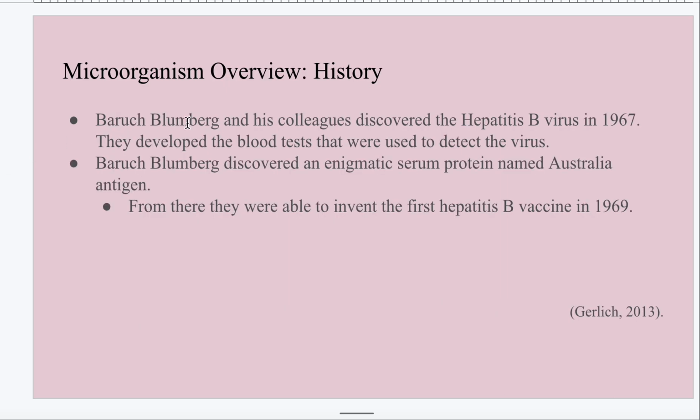Barrett Bloomberg and his colleagues were the first to discover hepatitis B virus in 1967. They developed the blood tests that were used to detect the virus. Bloomberg discovered an enigmatic serum protein named Australia antigen, and from there, they were able to invent the first hepatitis B vaccine in 1969, so 2 years later.